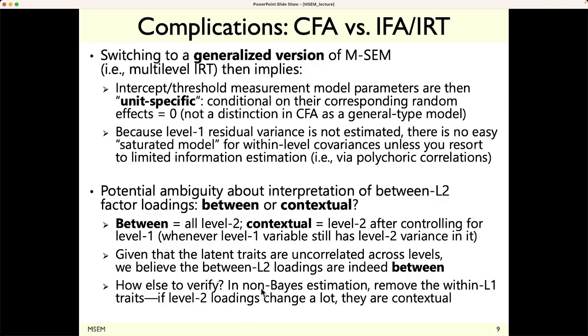I would also say that in general, a strategy that you can use to figure out if your level 2 parameters are between, meaning not controlling for level 1, or contextual, meaning after controlling for level 1, is to change the level 1 model. If you have a slope at level 1, change it to a covariance. If the level 2 parameter that corresponds to that same relationship changes, it's got to be contextual, because it's controlling for level 1 in one case and not if it's a covariance instead. So that's a general strategy that you can use in these models to make sure that you know what's happening at level 2.